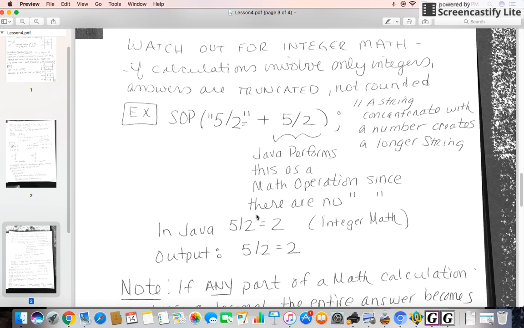So in Java, 5 divided by 2 is 2. It's actually 2.5, but because we truncate, that's why the answer is 2. So when we see this output, the exact output for this statement is going to be 5 divided by 2 equals that string concatenated with this answer, which is 2.